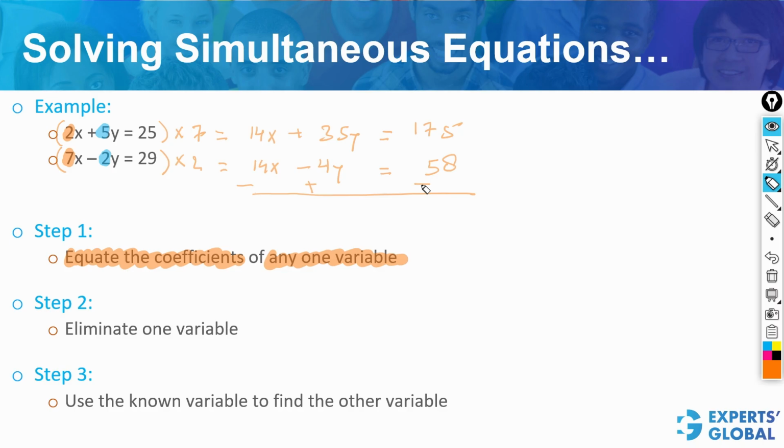You will see that x can now be totally eliminated, which was the plan. Step 2 is to eliminate one variable. Now we can comfortably solve this to get the value of y. It turns out to be 3.